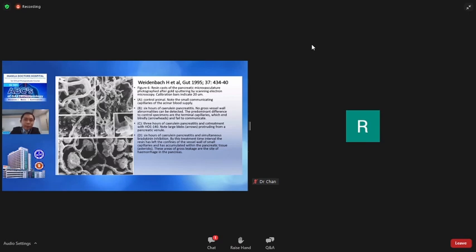Let me end with these beautiful scanning electron micrographs of the pancreas. Thanks for your attention.